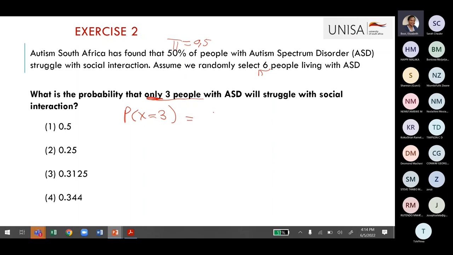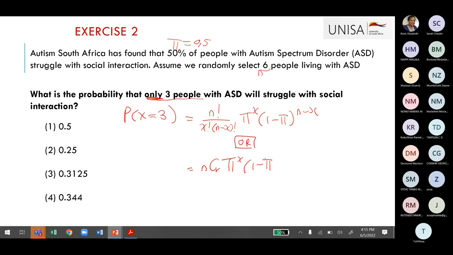Those who would prefer to use manual calculation, you can use the formula n factorial over x factorial times n minus x factorial, times pi to the power of x, times 1 minus pi to the power n minus x, or you can use nCr times pi to the power of x times 1 minus pi to the power n minus x, or you can use the table. Table E6, it's up to you. What is the correct answer? Those who are asking.